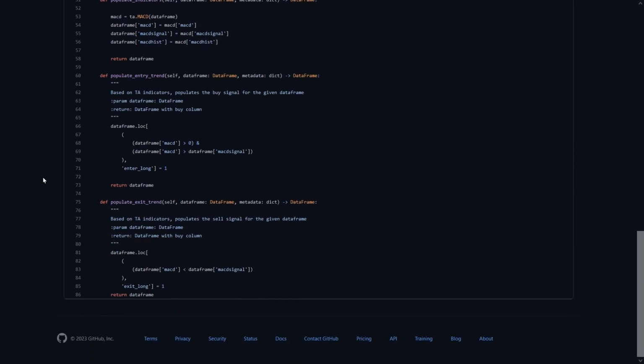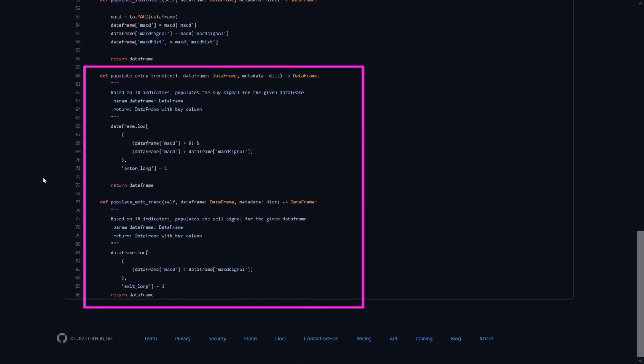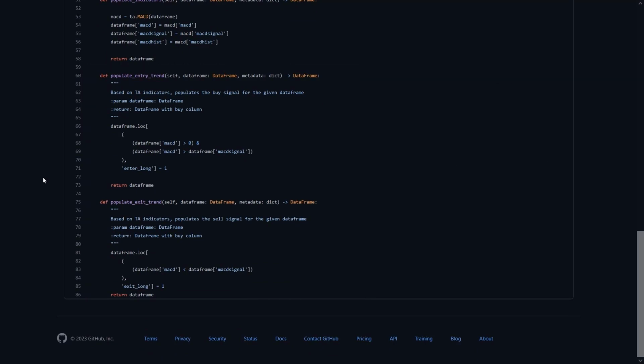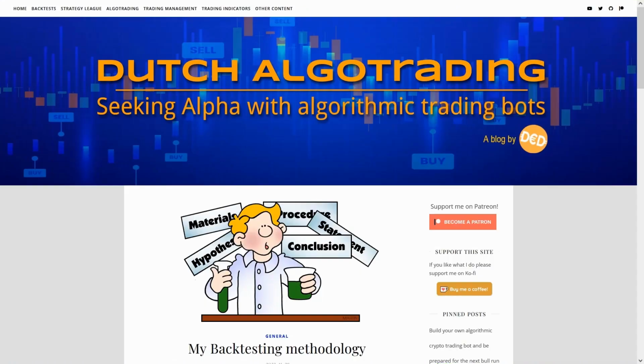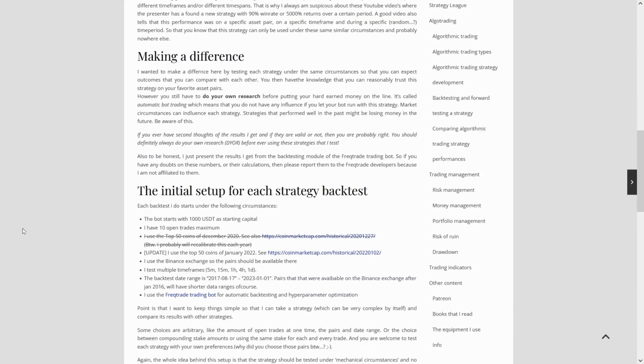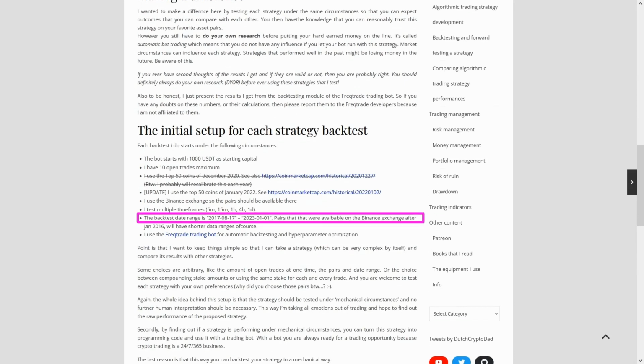The final piece of code, which you see here, signals when the bot has to buy and when to sell. It consists of more simple Python statements, as you can see. The initial backtests I always do is to test this strategy over a dataset with a time period starting in 2017 until the start of 2023.